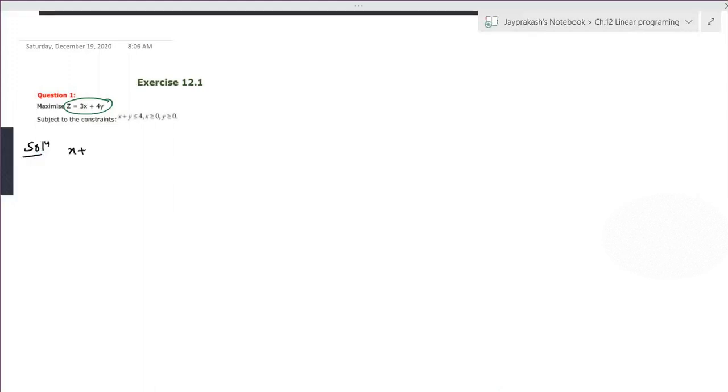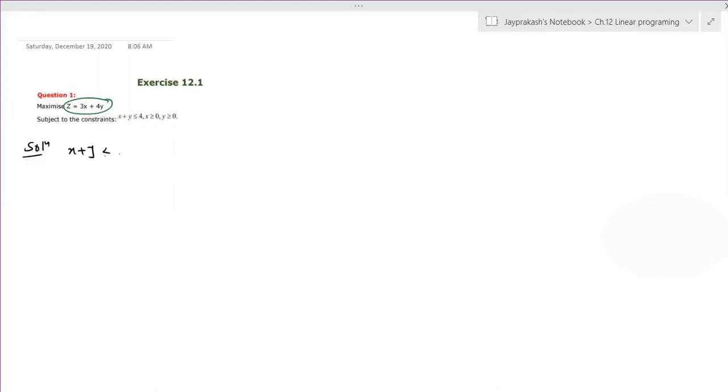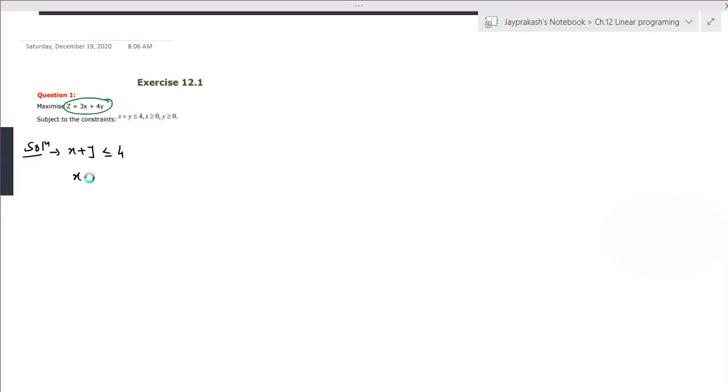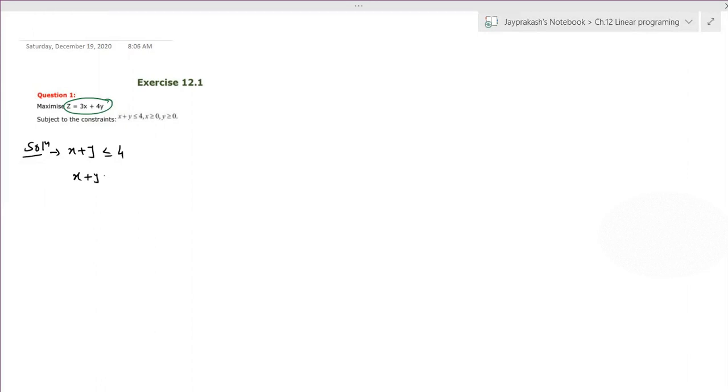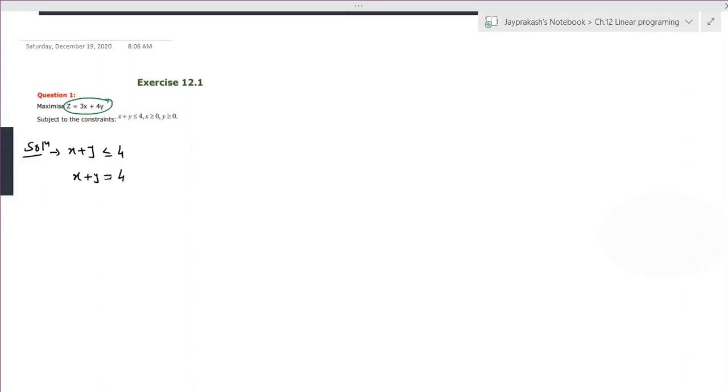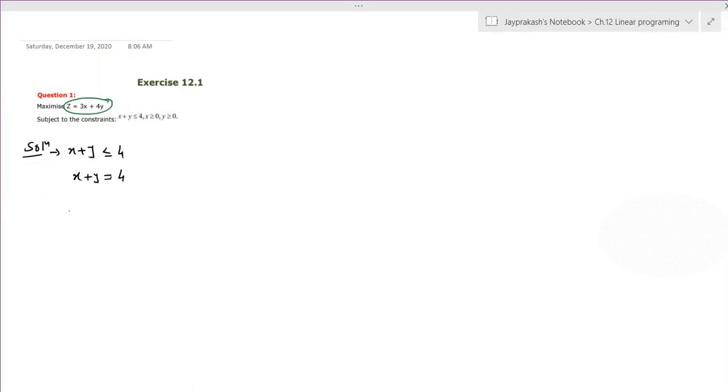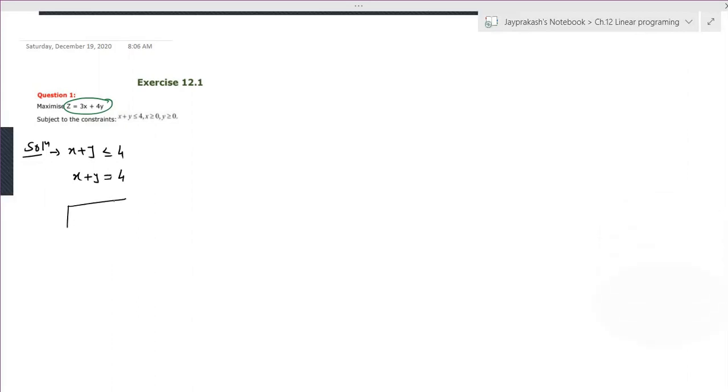So it is a simple condition. We have the first inequality x + y ≤ 4. But what do we have to consider? This one is an inequality, but we have to consider it as an equation, so x + y = 4. Then you have to find the solution for two points.